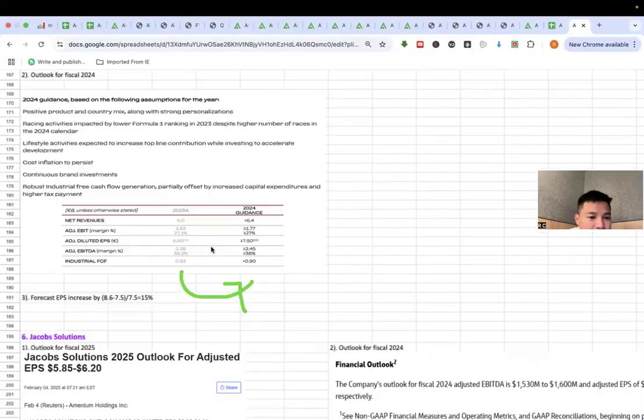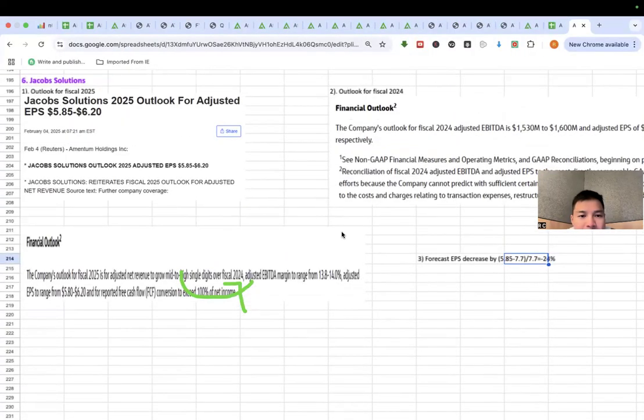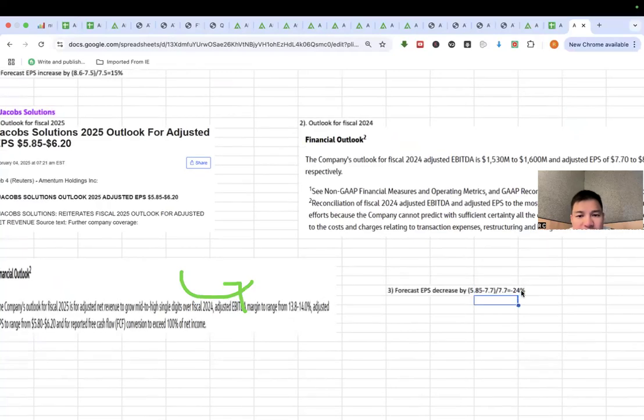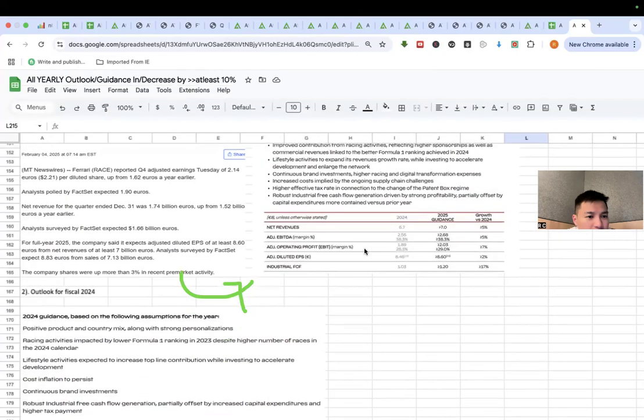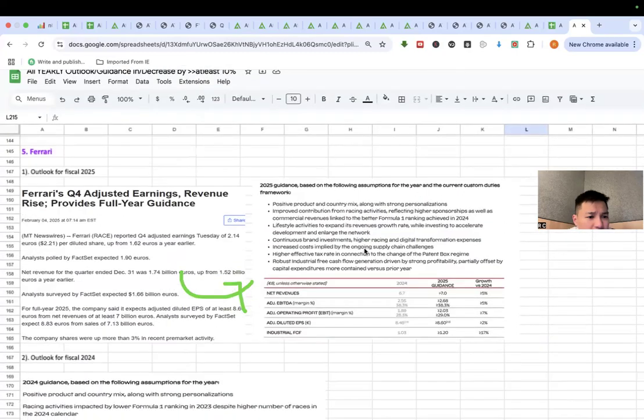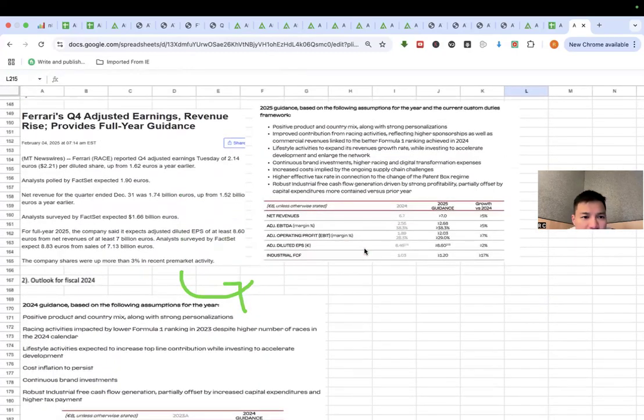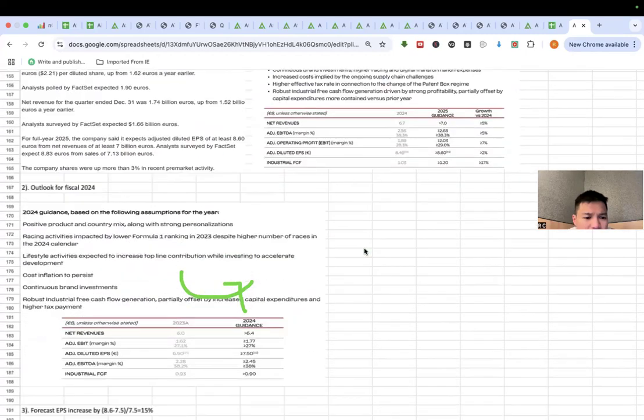It's weird. We need one more year to see if this 24 is like we have never seen before. Next one. Ferrari. We did it last time, didn't we?